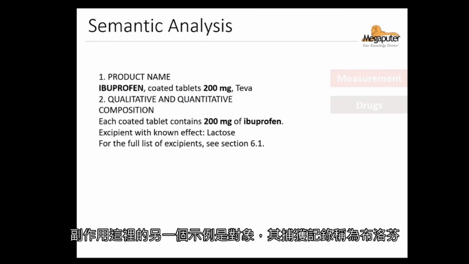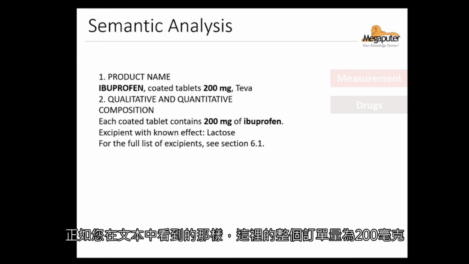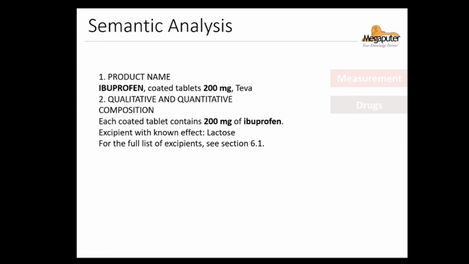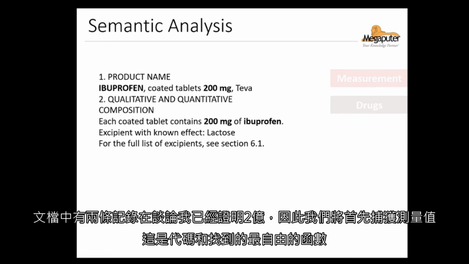Here is another example, and the objective is to capture records called ibuprofen 200 mg as a whole. Order here does not matter. As you can see in the text document, there are two records talking about ibuprofen 200 mg. So we will first capture measurements.